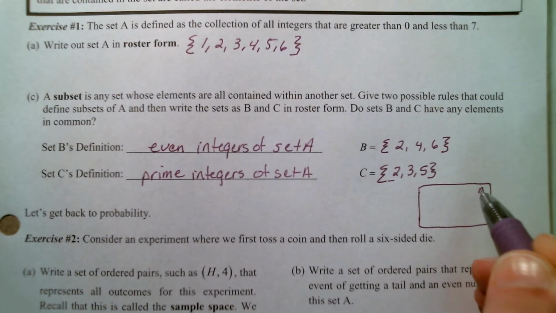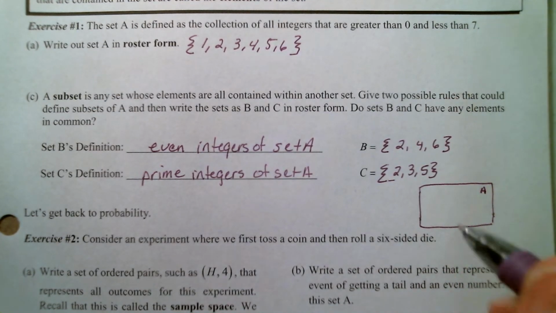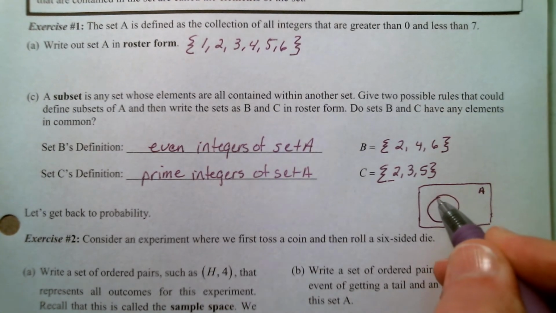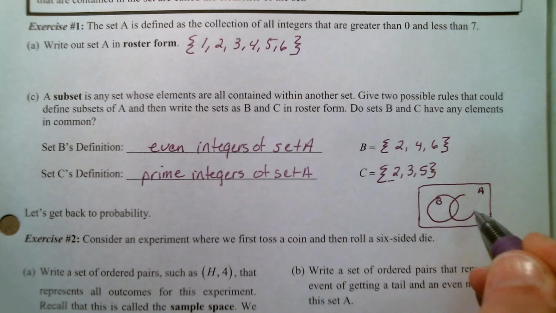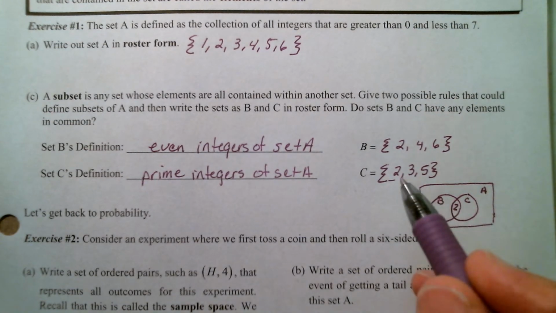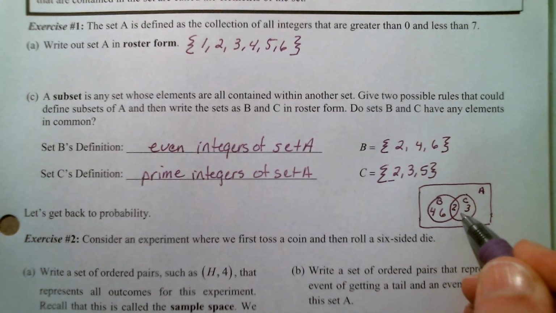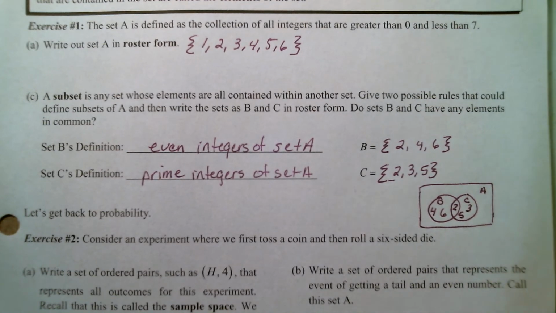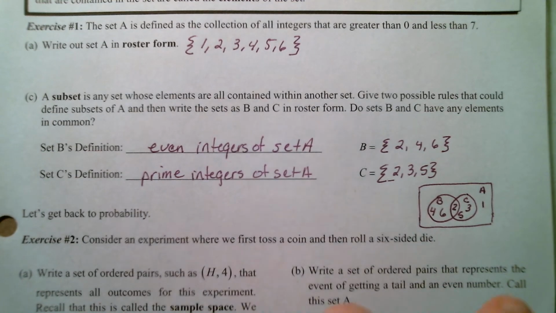So this is set A. It contains all the numbers 1, 2, 3, 4, 5, 6. Set B contains 2, 4, 6, and set C contains 2, 3, 4. And since B and C both contain 2, 2 goes in the overlap space there. And in B we would have 4 and 6 inside, and C would have the 3 and 5. And the number 1 is not contained in B nor C, so 1 is outside of B and C, but still within A.